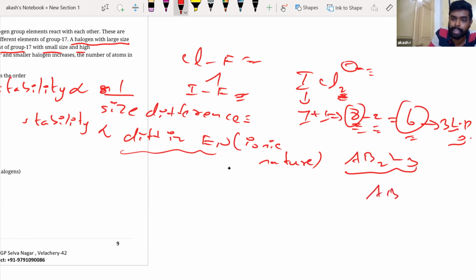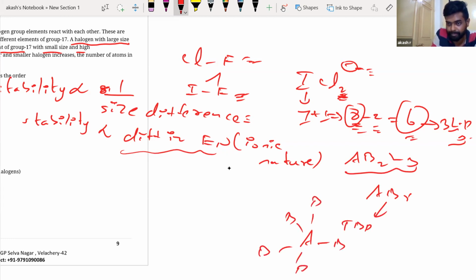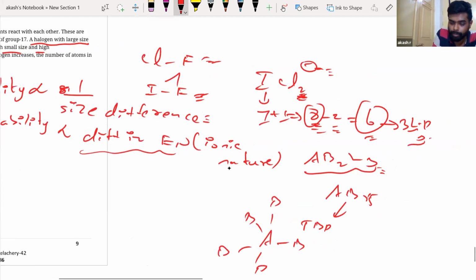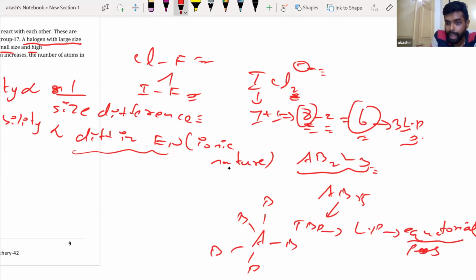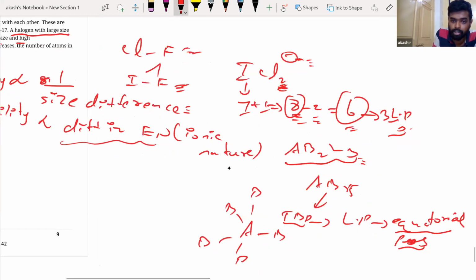Now when you have AB5, I know the shape is PBD, trigonal bipyramidal like this. Now when you have lone pairs, remember, in trigonal bipyramidal geometry, the lone pair has to go to the equatorial position. Please remember this. We studied all this in 11th class. Lone pair has to go to the equatorial position. This happens only in trigonal bipyramidal geometry. I have 3 lone pairs, and all the 3 lone pairs will go to the equatorial position.